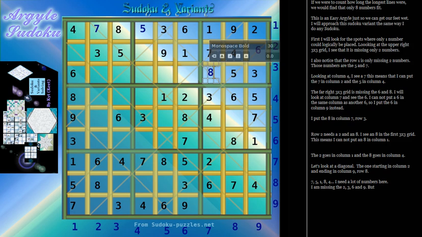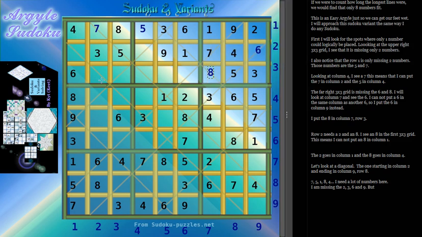Row 2 needs a 2 and an 8. I see an 8 in the first 3 by 3 grid. This means I cannot put an 8 in column 1. The 2 goes in column 1 and the 8 goes in column 4.